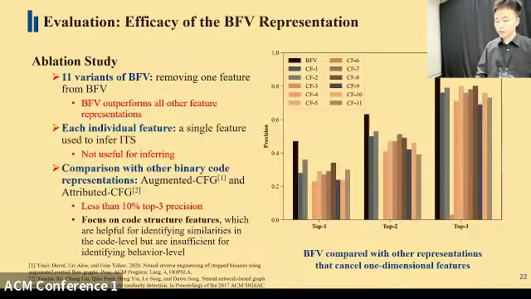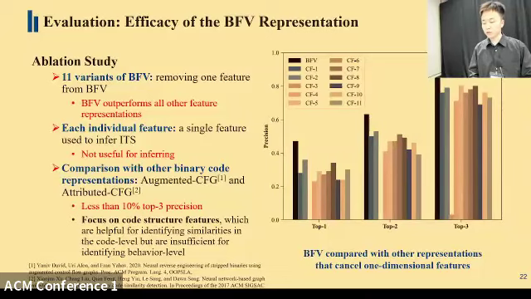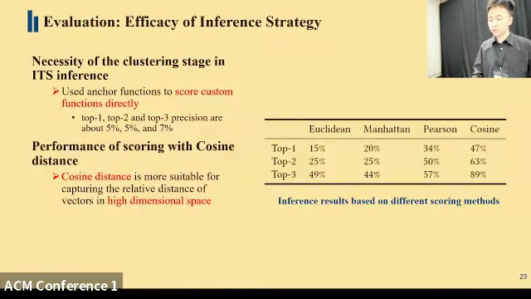Then we conduct experiments on the behavior feature vector to illustrate its effectiveness compared with variants of BFV and advanced work, augmented CFG and attributed CFG. BFV achieves higher precision. To illustrate the necessity of the behavior cluster stage in intermediate source inference, we use the anchor functions to directly score customer functions, and the precision drops to less than 10%.